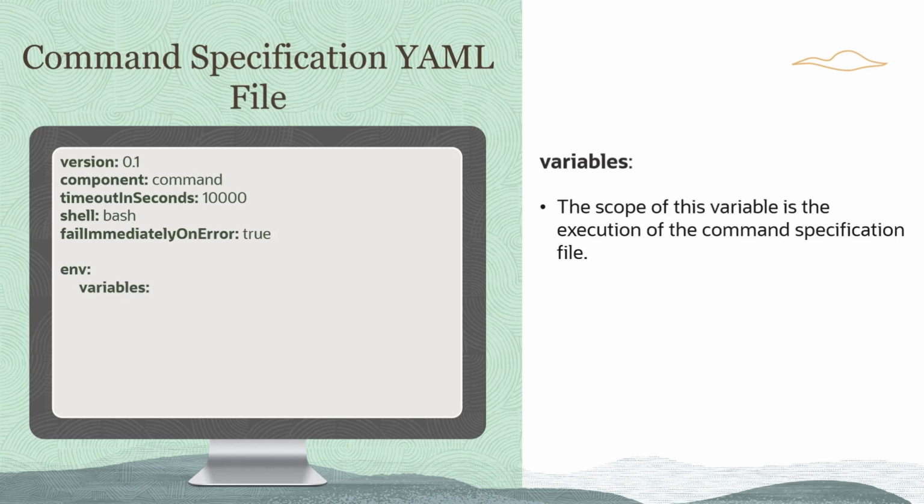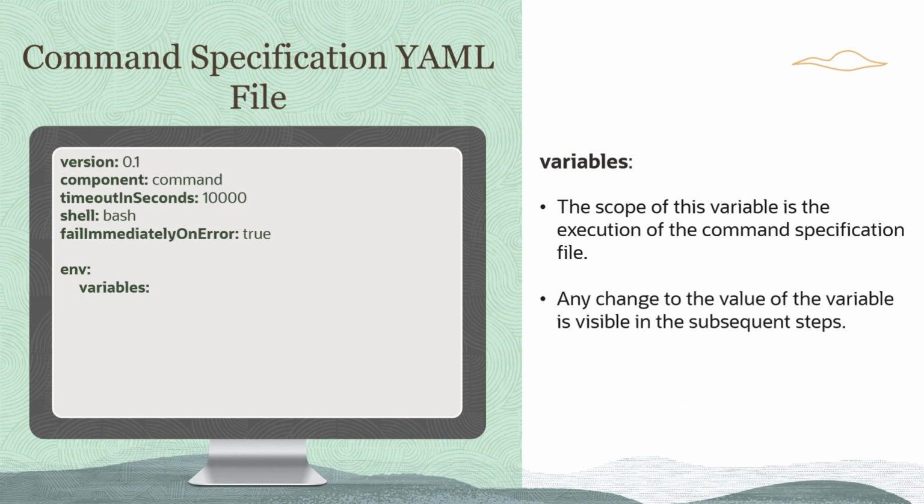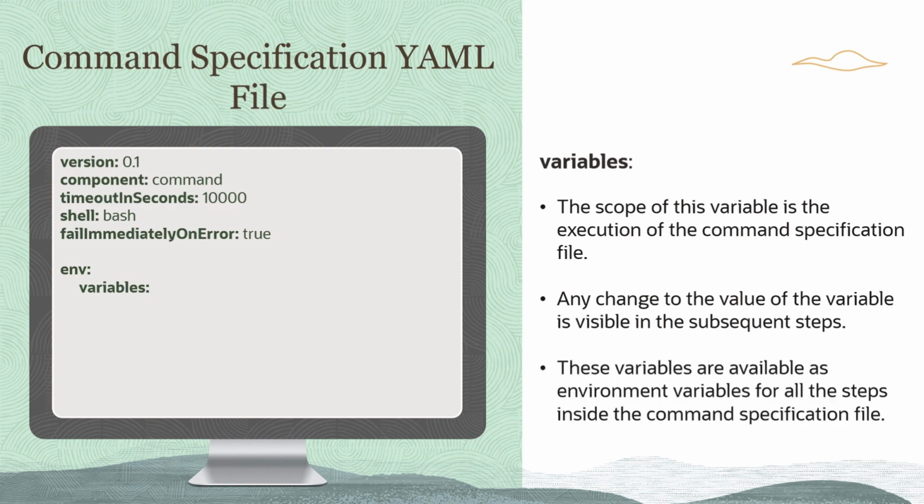In the command specification file, environment variables allow you to define custom environment variables. The scope of these variables extends throughout the execution of the command specification file. Any modification made to the variable values is immediately reflected in the subsequent steps. These variables serve as environment variables accessible across all steps within the command specification file, ensuring consistent functionality and flexibility throughout the execution process.